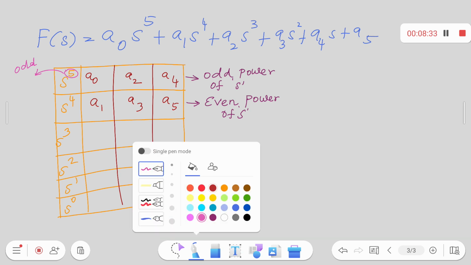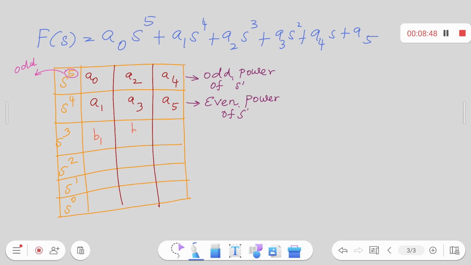First, we have to look at the highest power of s. If it is odd, fill odd power of s coefficients, then even. Suppose it is even, fill even power of s coefficients followed by odd. Then the remaining columns I will tell you. So first I will put b1, b2, b3, c1, c2, c3, d1, d2, d3, e1, e2, e3.